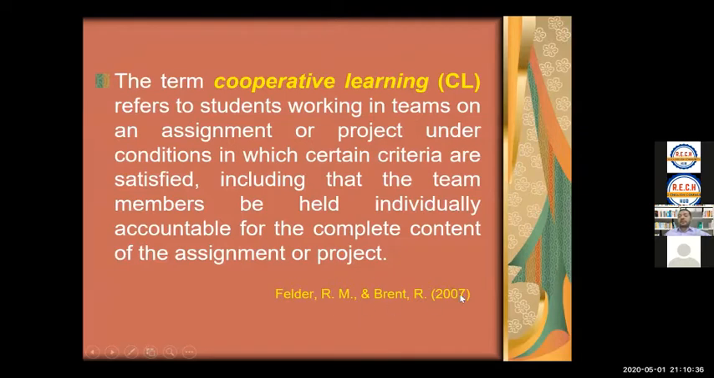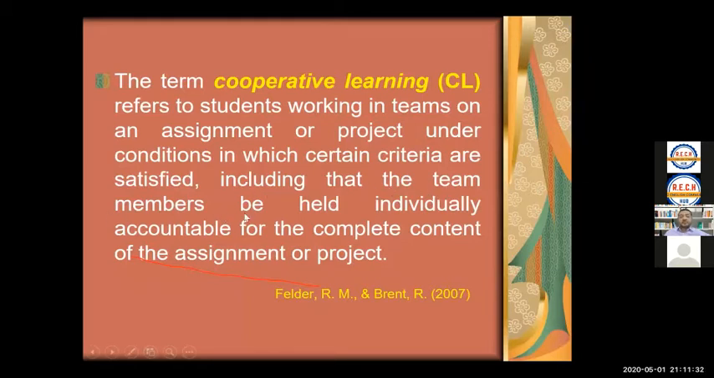Again, another definition, and this is from 2007, so this should be more advanced. The term cooperative learning refers to students working in teams on an assignment or project under conditions, and please, this is very important, okay? Under conditions in which certain criteria are satisfied. And I'm going to explain this shortly, okay? So, in the first definitions, there are no conditions, there are no criteria, okay? Students just work together to accomplish a task. But in the modern definitions of cooperative learning, there has to be some kind of conditions, criteria to govern how students work.